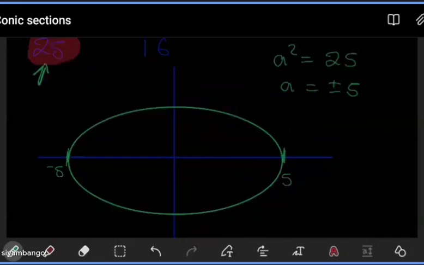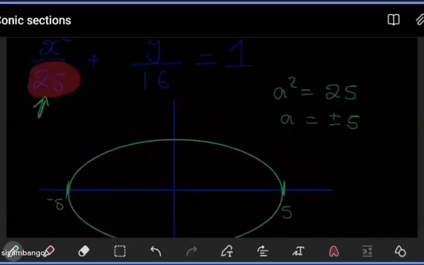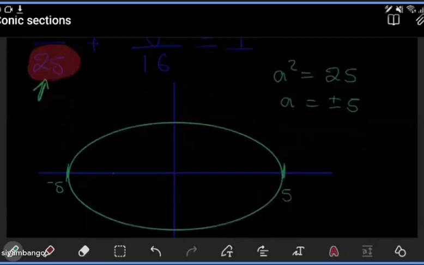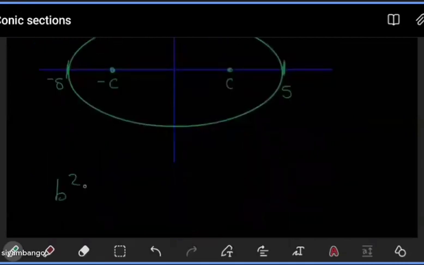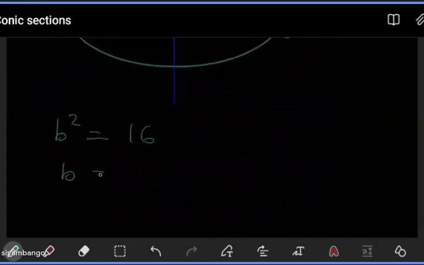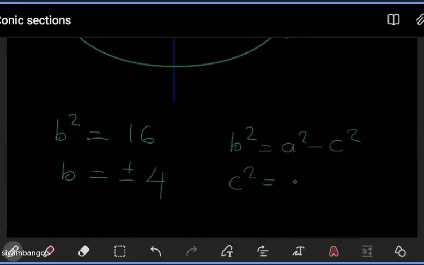That's one part done. Next, I need to figure out where the foci are. So I know one has to be here, and one has to be here. This 16 gives me B. To get the foci, I need to know what C is. So let me first get B from the fact that B squared is equal to 16. From there, I know that B will be equal to plus or minus 4. Then, knowing what B is, we can now get C. We know that B squared is equal to A squared minus C squared, so that C squared is equal to A squared minus B squared.